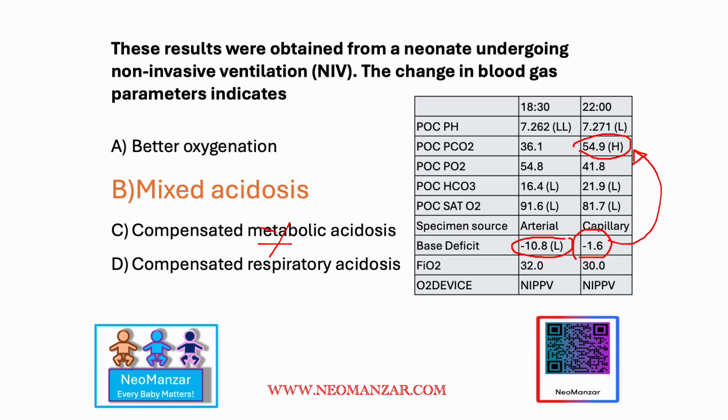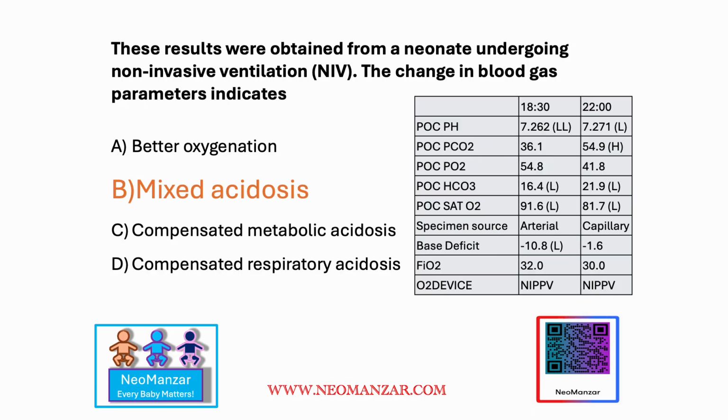What about compensated respiratory acidosis? First of all, there was no respiratory acidosis here to start with, because this is definitely acidosis, but a PCO2 of less than 45 is not respiratory. And what we see here is confirmatory that this was a metabolic acidosis to start with. So that's why this option is wrong.